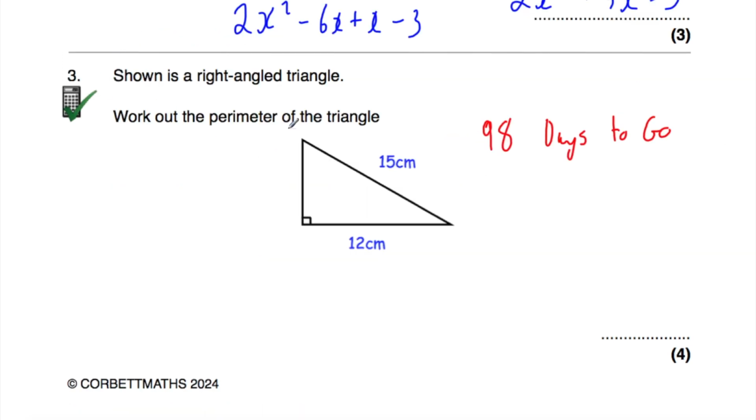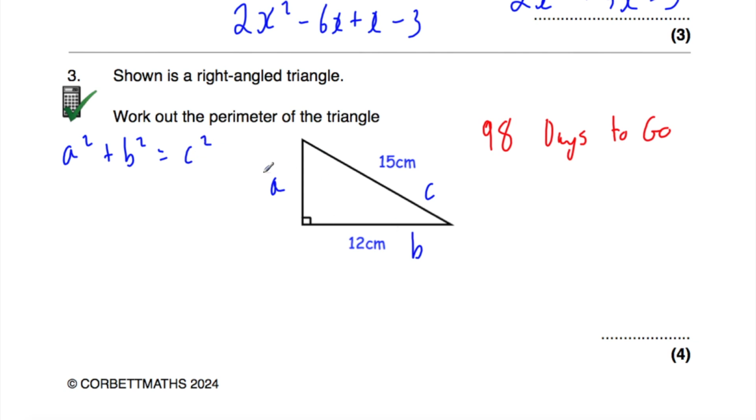Okay, question number 3. We've got this right angle triangle, and we've been asked to find the perimeter of this right angle triangle. We've got the lengths of two sides, so let's use Pythagoras' theorem to find the length of the third side. I'm going to label them A, B, and C. Let's write down Pythagoras' theorem, which is A squared plus B squared equals C squared.